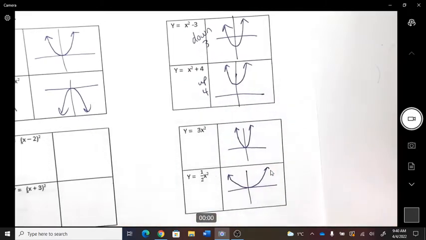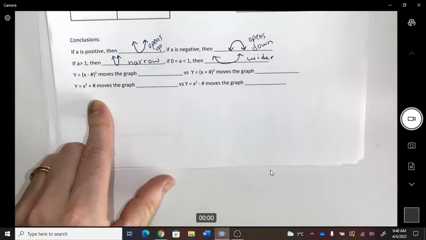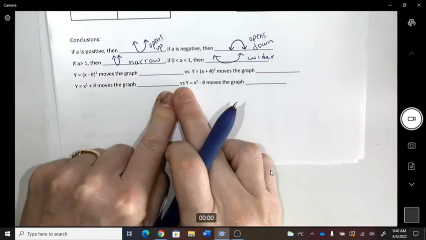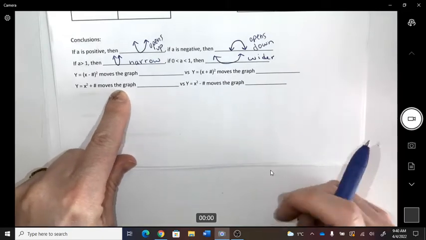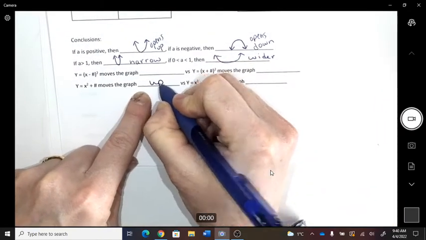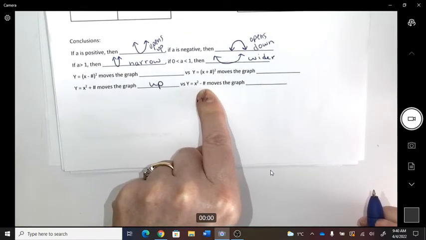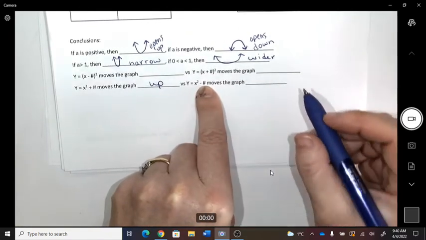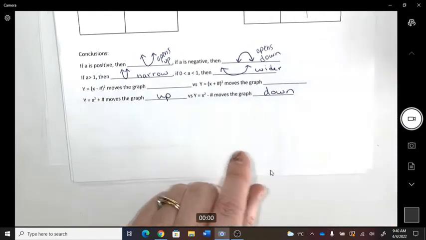Okay, so let's make a conclusion statement at the bottom here. This is the bottom, the 4th sentence. If you have x squared plus a number, it will move up. If you have x squared subtract a number, it will move down.